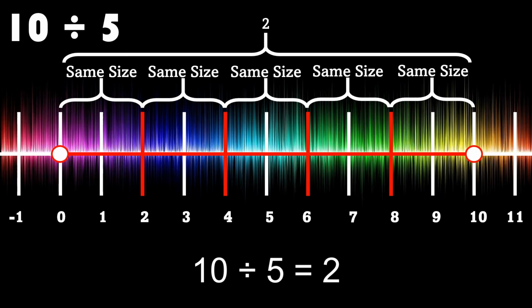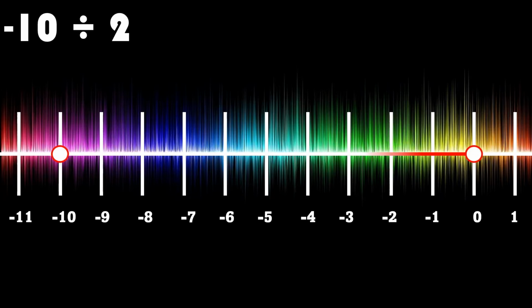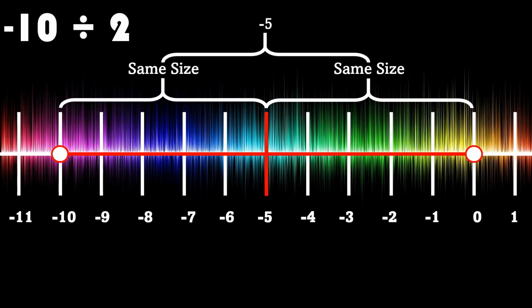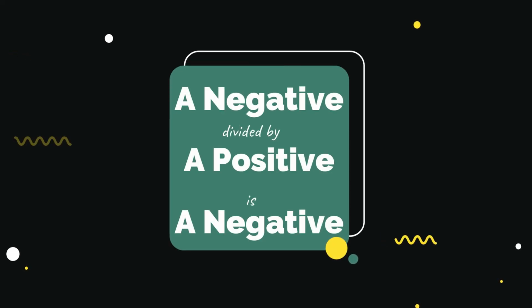What do you think would happen if we had negative 10 divided by 2? Well, we'd split up the segment from 0 to negative 10 into 2 even parts. The length of that part is 5, but in the negative direction, so our result is negative 5. So here we see that a negative divided by a positive is negative.